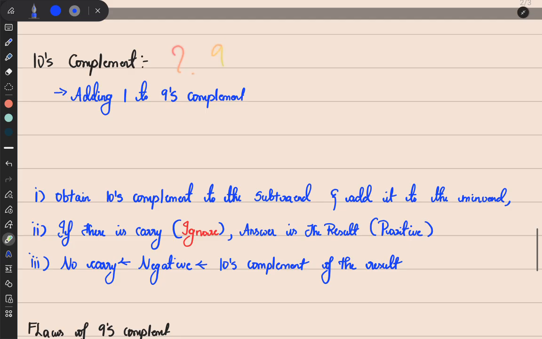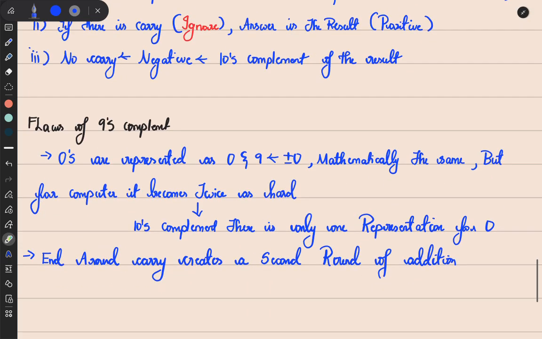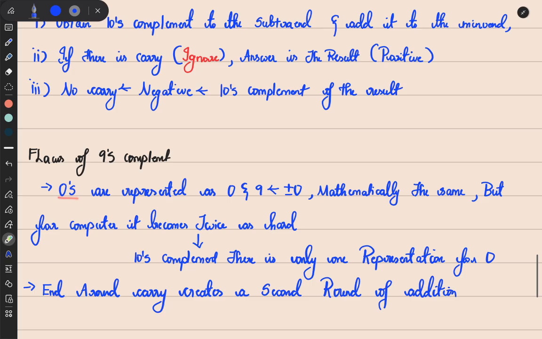So, what are the flaws of nines complement and why do we need tens complement when there is nines complement? The main flaw is that zero in nines complement is represented as 0 as well as 9. So, 9 is basically 9 minus 0, which is also 9. So, 0 and 9 are both zeros, which is basically plus or minus 0. Mathematically they are the same, but for a computer it becomes twice as hard to recognize both plus 0 and minus 0. But in tens complement there is only one representation for 0.